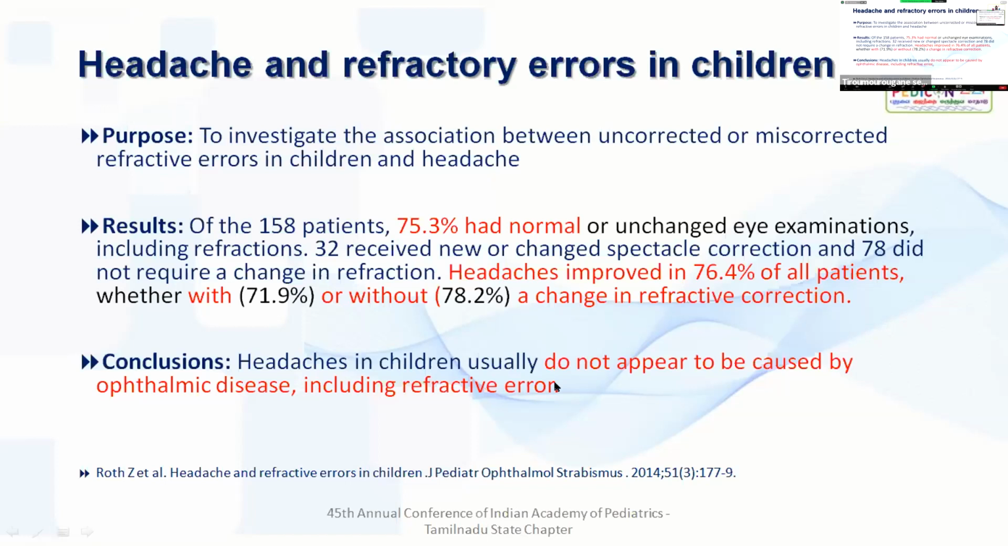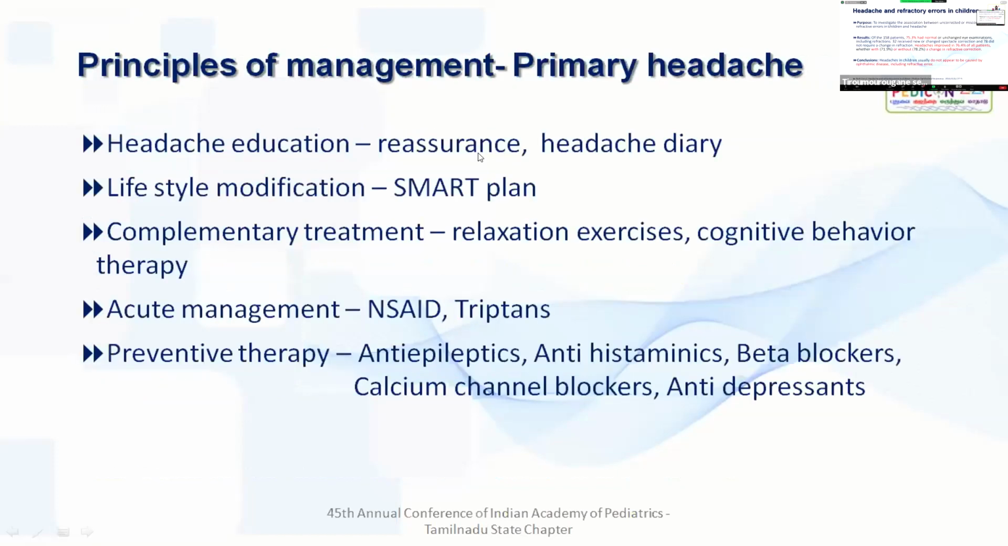headache in children. Coming to the principles of management, headache education is important. We have to reassure the parent as well as the child. They have to maintain a headache diary. Lifestyle modification is most important, following a SMART plan. Then acute management using non-steroidal anti-inflammatory drugs and triptans. For preventive therapy, we have many types of drugs like anti-epileptics, antihistaminics, antihypertensives, and antidepressants.